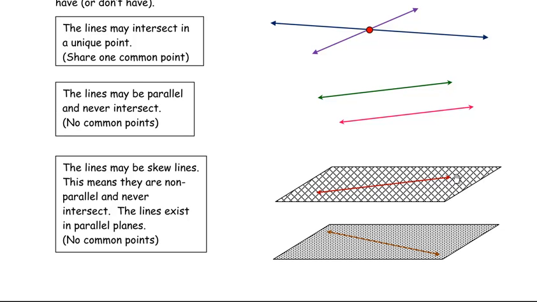If you extend them out infinitely in each direction, they would never cross because the shortest distance between them is the distance between those 2 parallel planes. So skew lines are 2 lines that lie in parallel, distinct planes, but never intersect because there is some shortest distance between them.